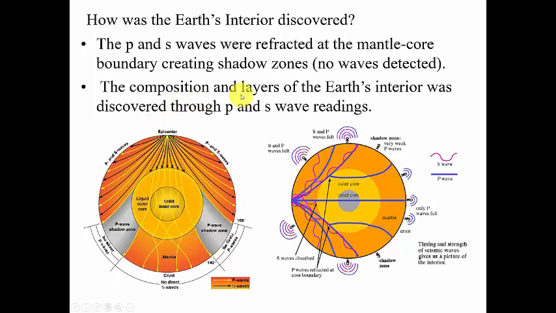Then the composition and layers of Earth's interior was discovered through the P and S wave readings. So for example, once again, this is the epicenter. It's going out. It's going to start refracting. So we're going to get some waves if we're at the location here in a seismic station. But if we're here, we're getting very weak or none. Then we only get the P waves because they actually go through the core. Well, S do not. And we'll talk more about that in the next slide.